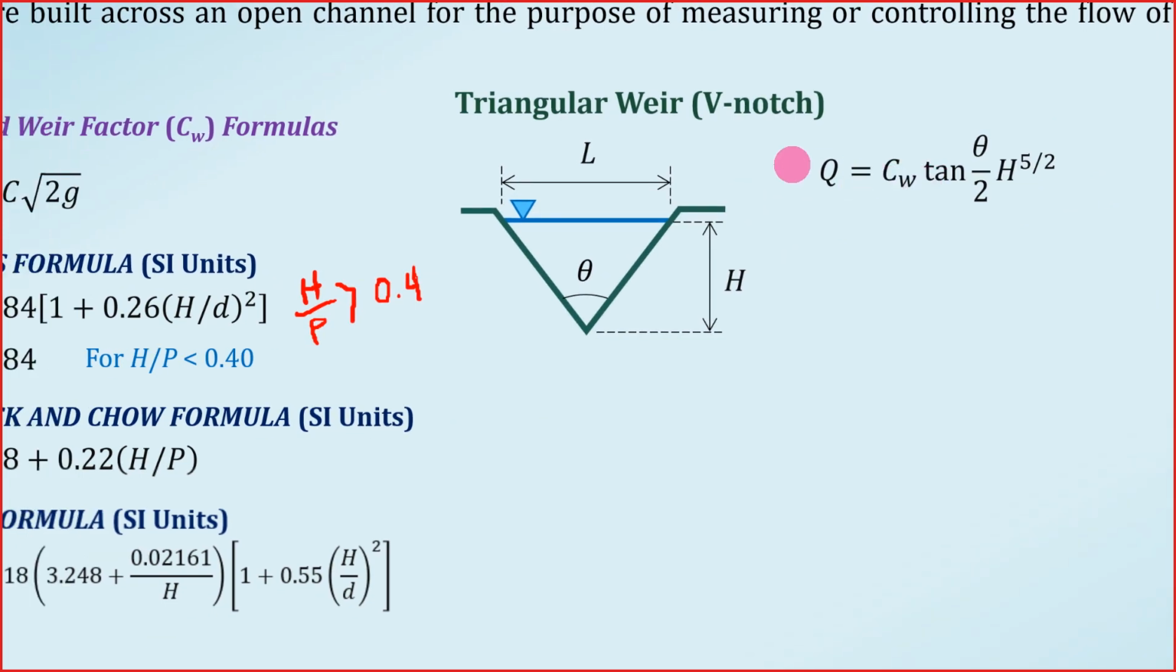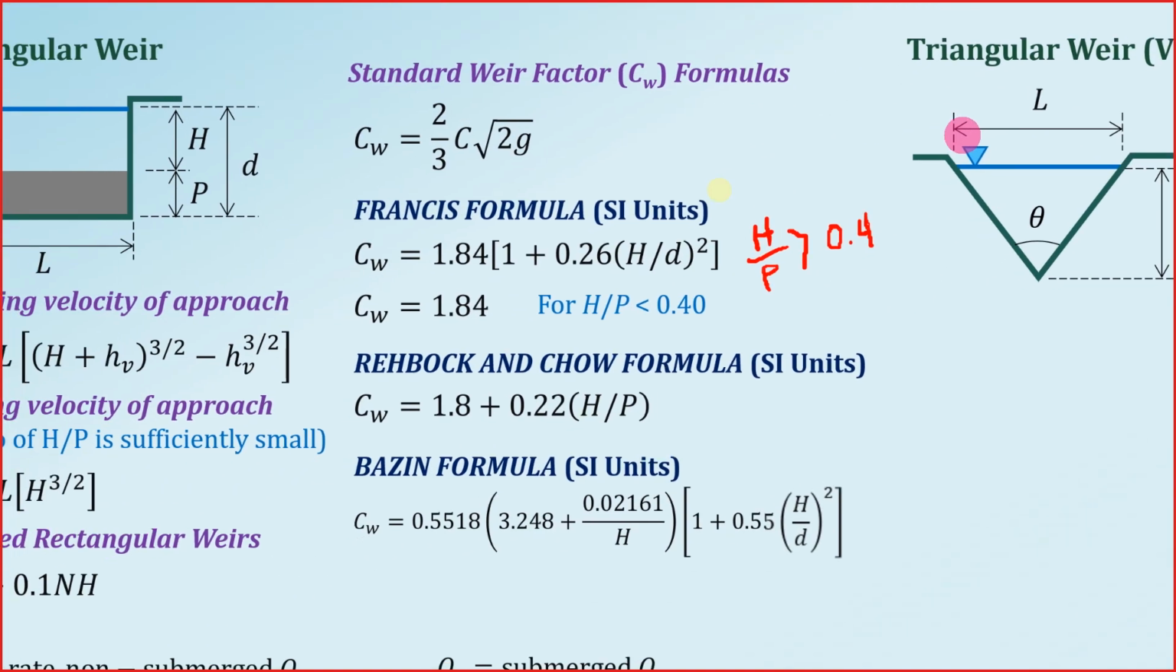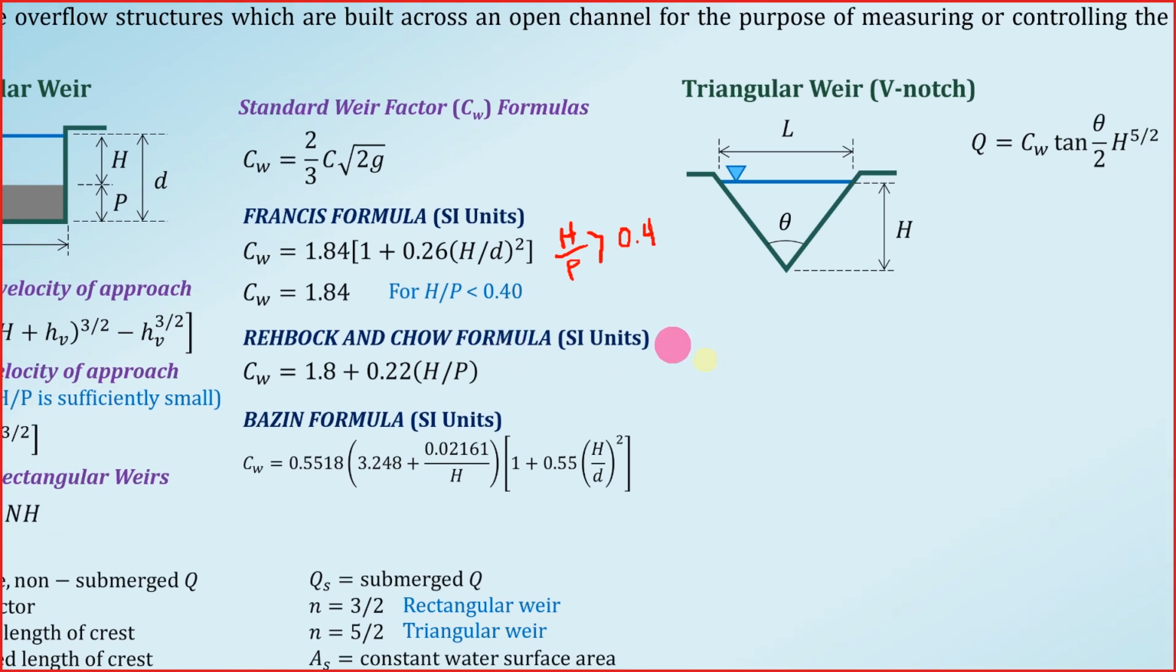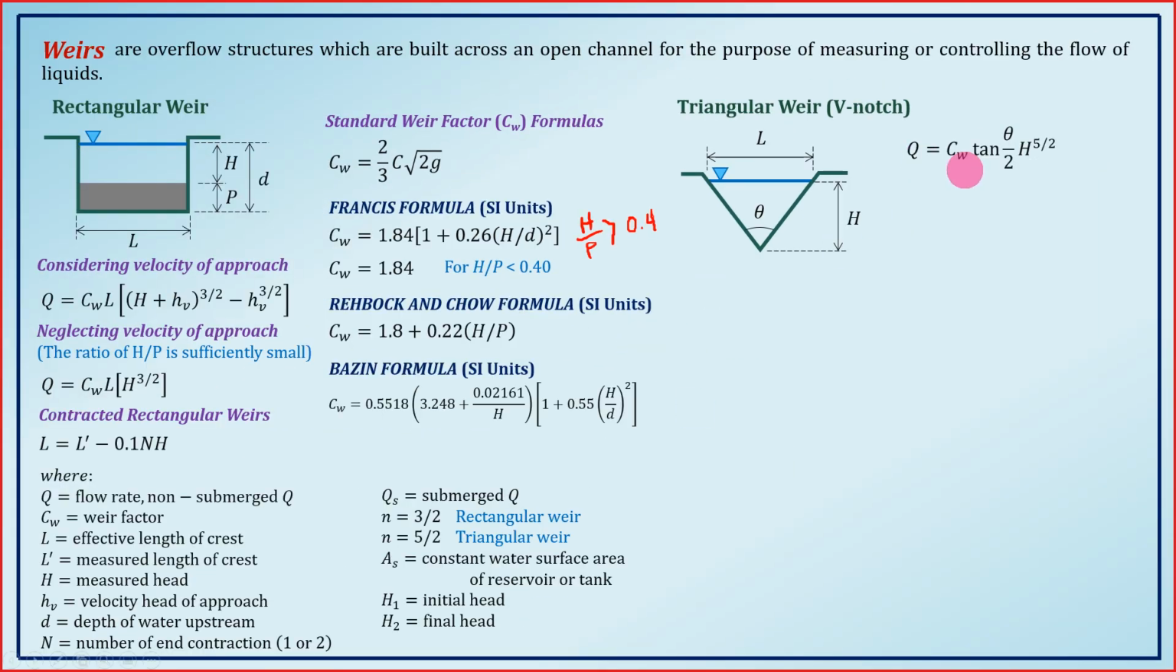Iba siya kapag sa rectangular. So, ito yung rectangular natin for Q, no? Tapos yung CW is, ito din, yung naiiba. Yan. So, for CW ng triangular, hindi pwede itong mga to. Kasi for rectangular yan. So, may sariling formula yung CW for a triangular. CW for triangular is 8 over 15 C square root ng 2G. So, dito 2/3. Dito 8 over 15. Ayan. So, ayan lang naman for the CW.